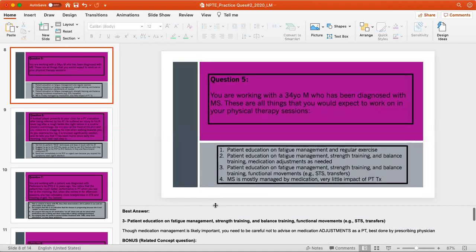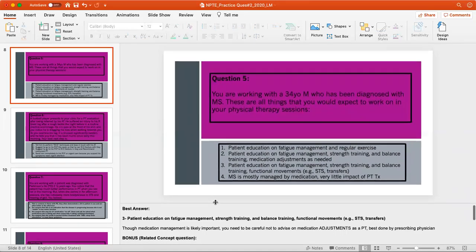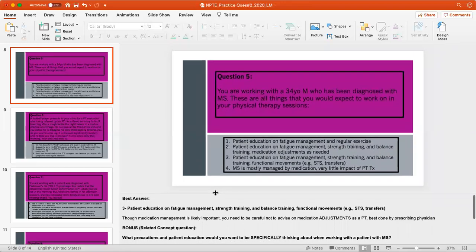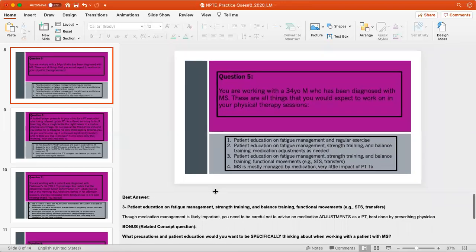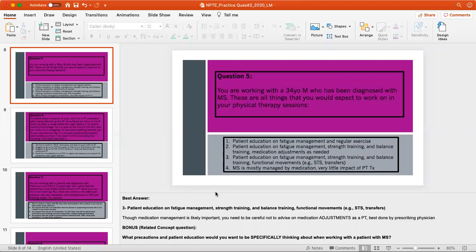Medication management is likely important. You might be discussing this with your patient as far as what the effects of medication are on them, but you have to be careful as a PT not to advise on adjusting it. That's not really our scope of practice. So you got it totally spot on with that one. What might be some precautions in patient education that you would want to be specifically thinking about if you're working with a patient with MS?